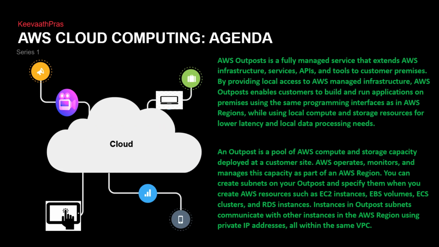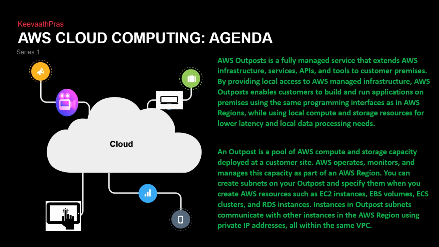More about the AWS Outpost, because I didn't understand it completely. AWS Outpost is a fully managed service that extends AWS infrastructure services to your customer premises. Basically the AWS has got a lot of things, right? The Outpost is a fully managed service. It extends your AWS infrastructure to your customer premise. It provides you the local access. It enables the customers to build and run applications on the premise using the same programming interface as an AWS region.